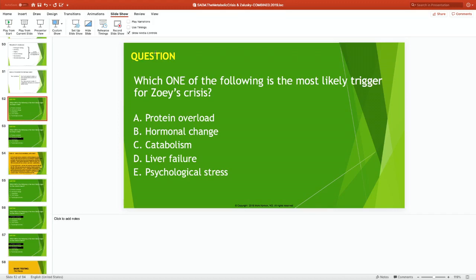So could I have a show of hands? Who thinks this is protein overload that caused Zoe's crisis? Who thinks it's hormonal change? Who thinks it's catabolism? All right, liver failure and psychological stress. Well, in fact, it's true. She had problems with chronic nausea and vomiting, and once you get into nausea and vomiting, it sets off this cascade of not taking in enough calories.